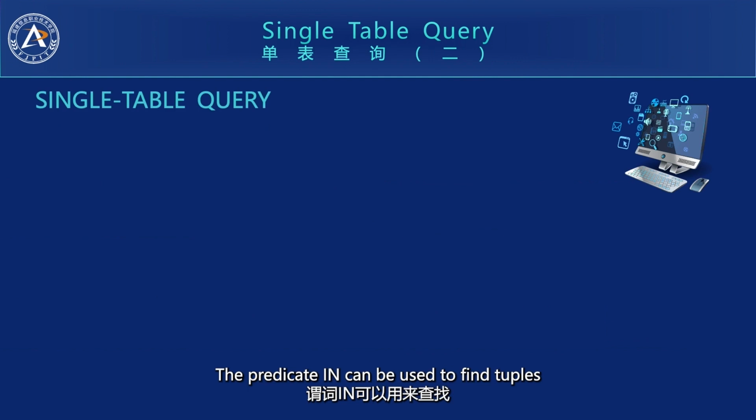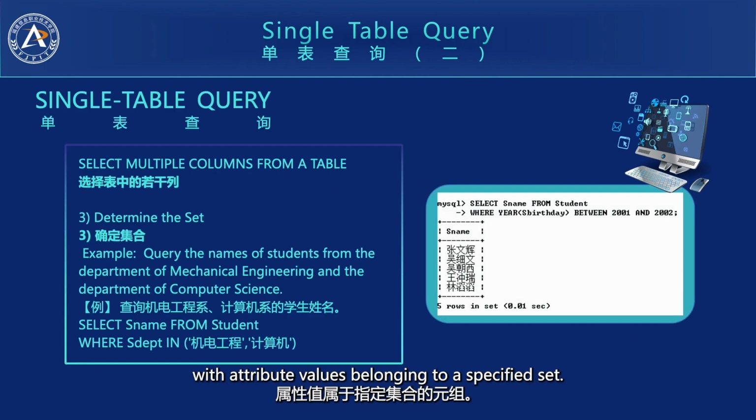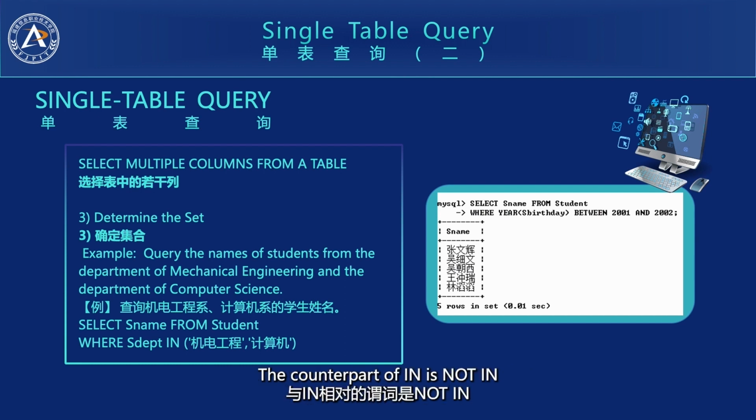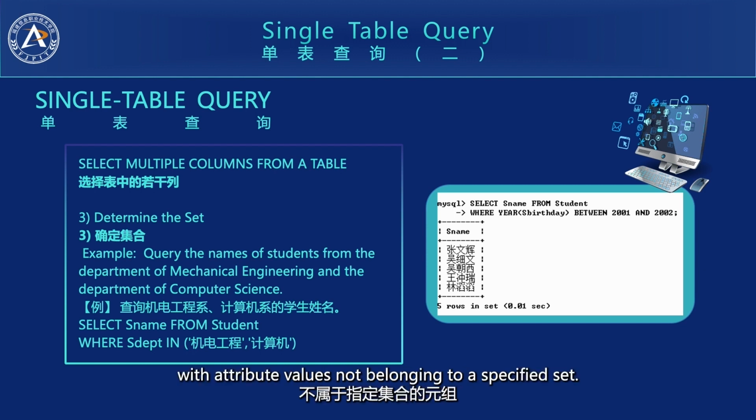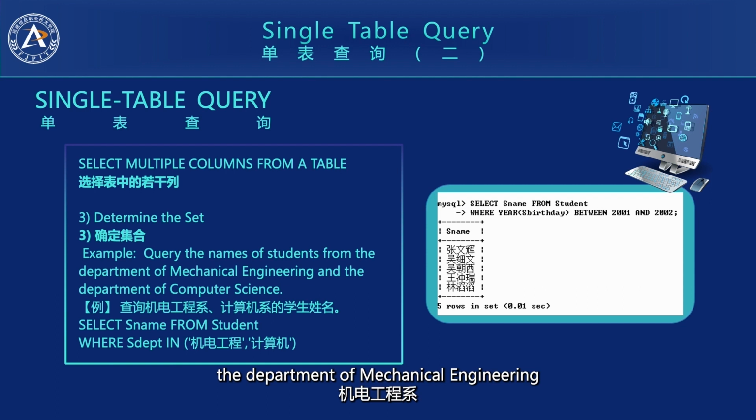The predicate in can be used to find tuples with attribute values belonging to a specified set. The counterpart of in is not in, which is used to find tuples with attribute values not belonging to a specified set. In the example, we want to query the names of students from the Department of Mechanical Engineering and the Department of Computer Science.